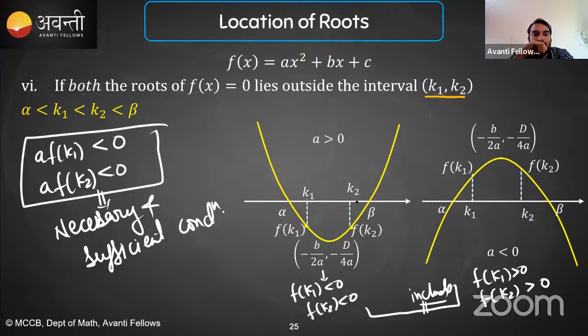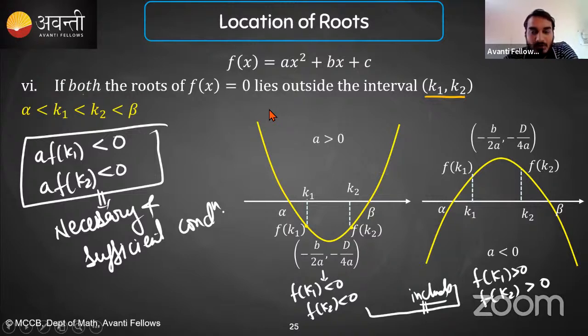Is this clear? Everyone tell me quickly in the chat box, is this clear? This is a very important concept to learn, and very important to understand. So is there any doubt then why we are not doing the d greater than 0? Because that d greater than equal to 0 we already took care of when we wrote a into f of k1 less than 0 and a into f of k2 less than 0. Is this clear? Any doubt, students? Tell me quickly in the chat box.